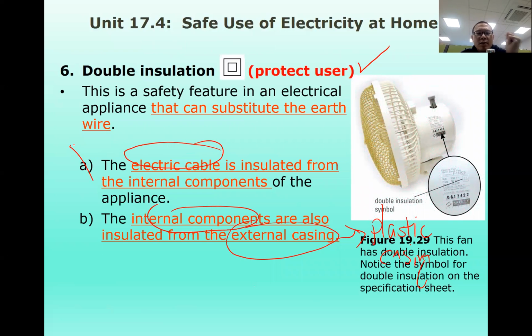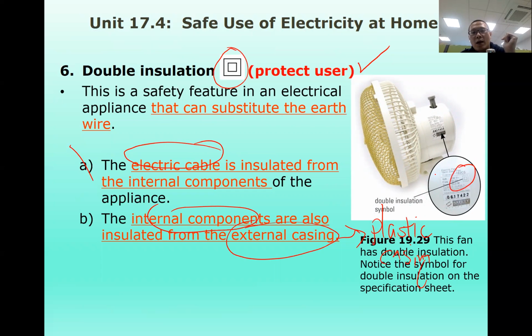The symbol for double insulation is two squares, one inside the other. You actually see it quite often on fans and hair dryers. These are two common things you have. You can take a look at your home hair dryer or your fan, and you will see this symbol at the back or at the side, near the power rating.